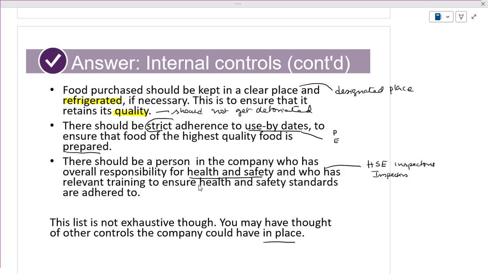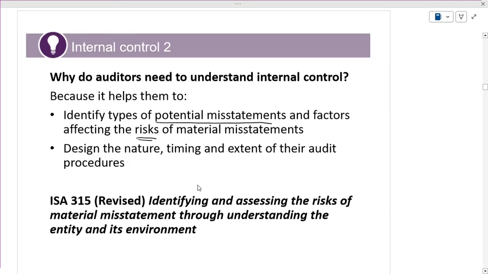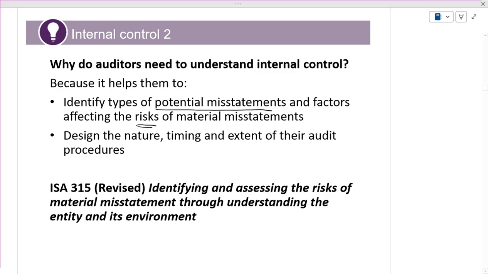You are having controls at every stage. At every stage you are verifying, you are following the rules, you are adhering to the laws. When you follow these procedures, the possibility of risk will be very, very less. Okay, when you follow this, you have to design the nature, timing, and extent of audit procedures.